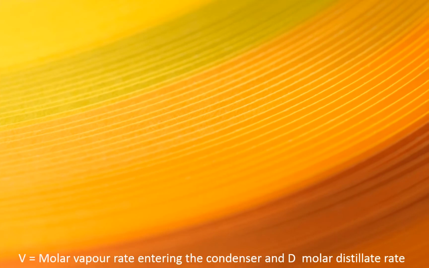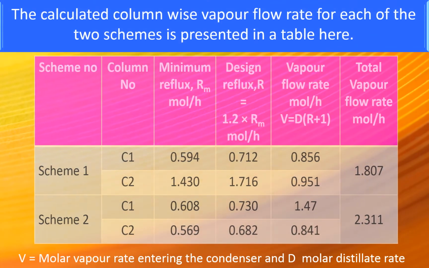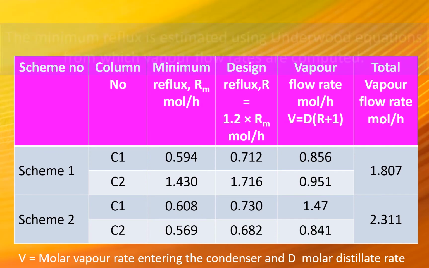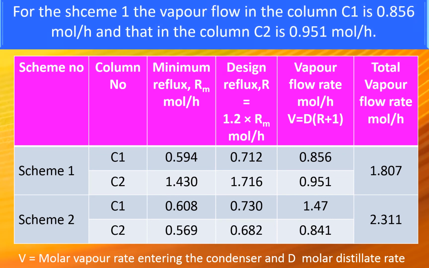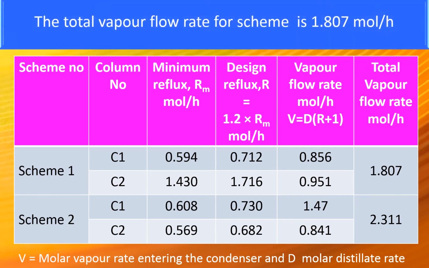The calculated column-wise vapor flow rate for each of the two schemes is presented in this table. The minimum reflux is estimated using the Underwood equation, from which vapor flow rates are computed. For scheme 1, vapor flow in the column C1 is 0.856 mole per hour, and that in the column C2 is 0.951 moles per hour. The total vapor flow rate for scheme 1 is 1.807 mole per hour.